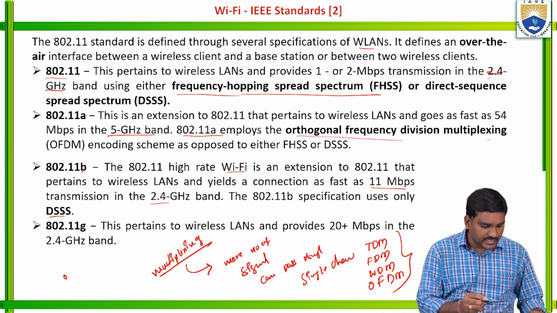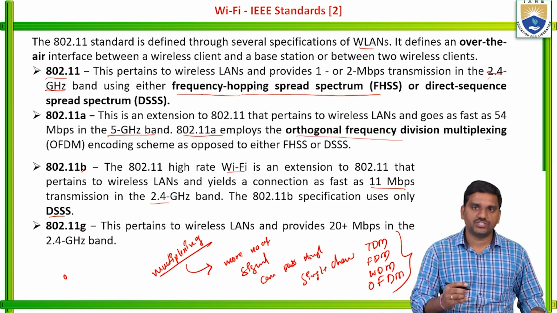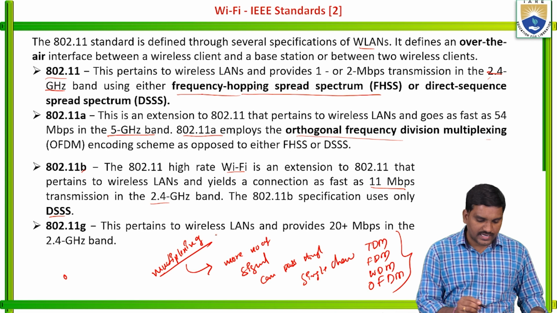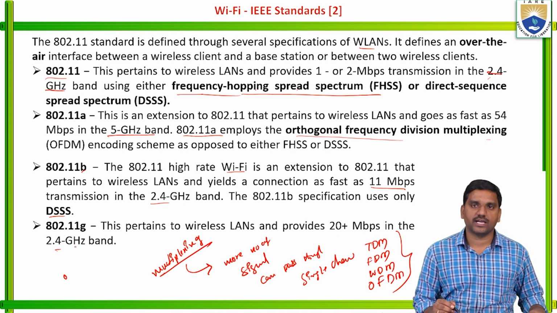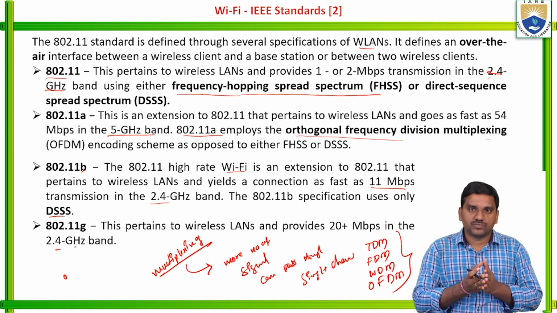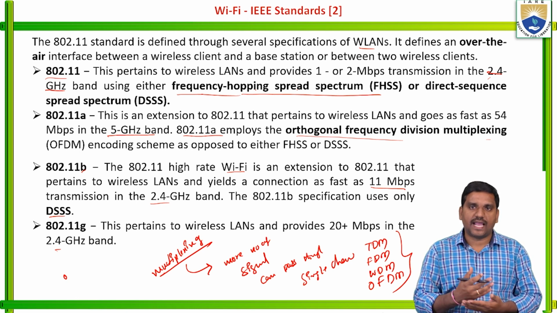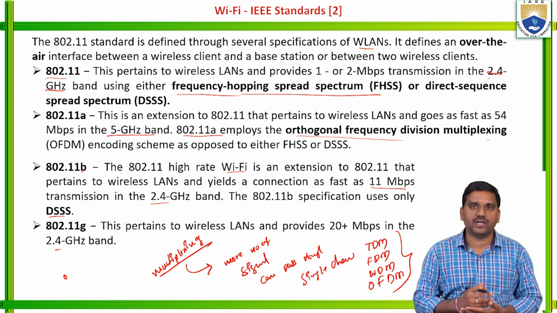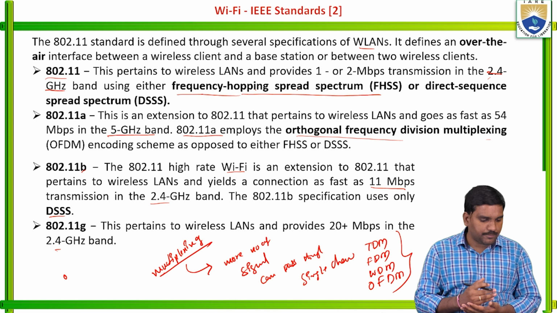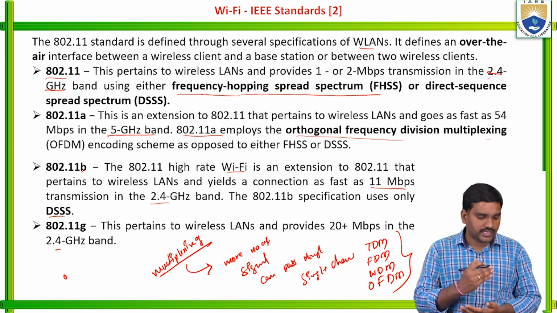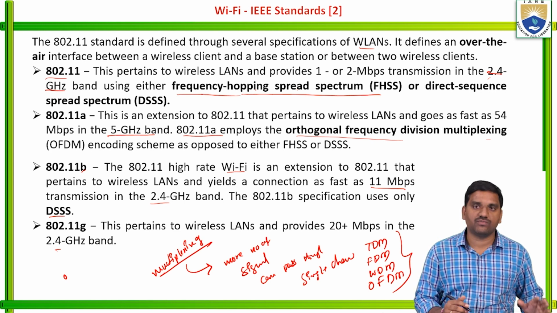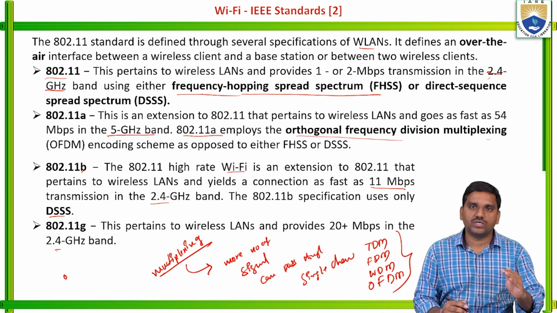The last standard is 802.11g. This pertains to wireless LANs and provides 20 plus Mbps in the 2.4 GHz band. So these are the 4 types of IEEE standards: 802.11, 802.11a, 802.11b, and 802.11g. These are the 4 different types of IEEE standards.